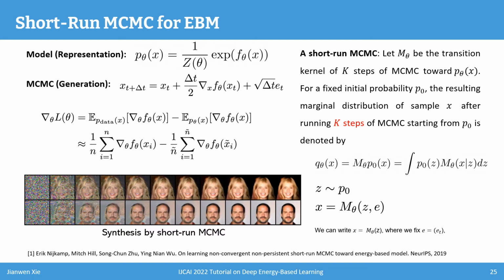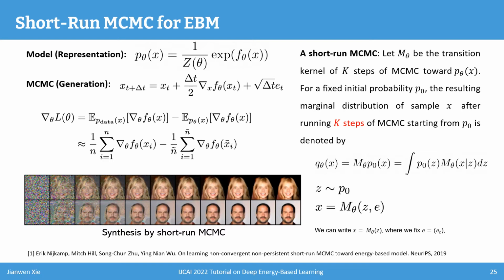The model P of x can be highly multimodal, and gradient-based MCMC may get trapped in local modes, so that different Markov chains initialized from different starting points do not mix. We now consider the learning algorithm based on short-run MCMC.